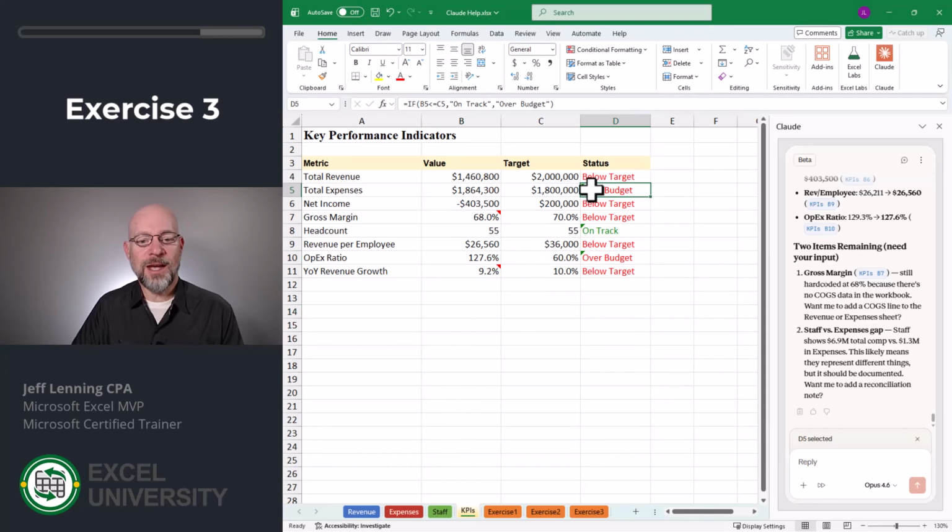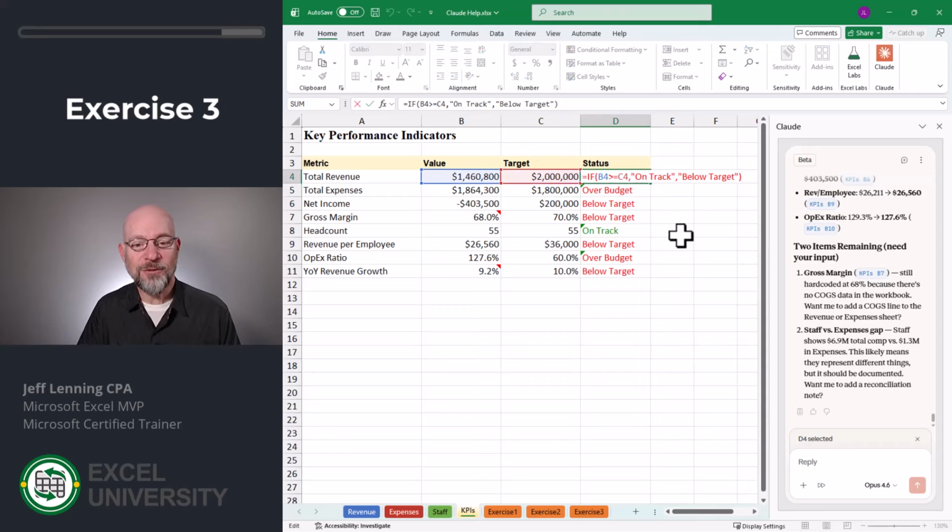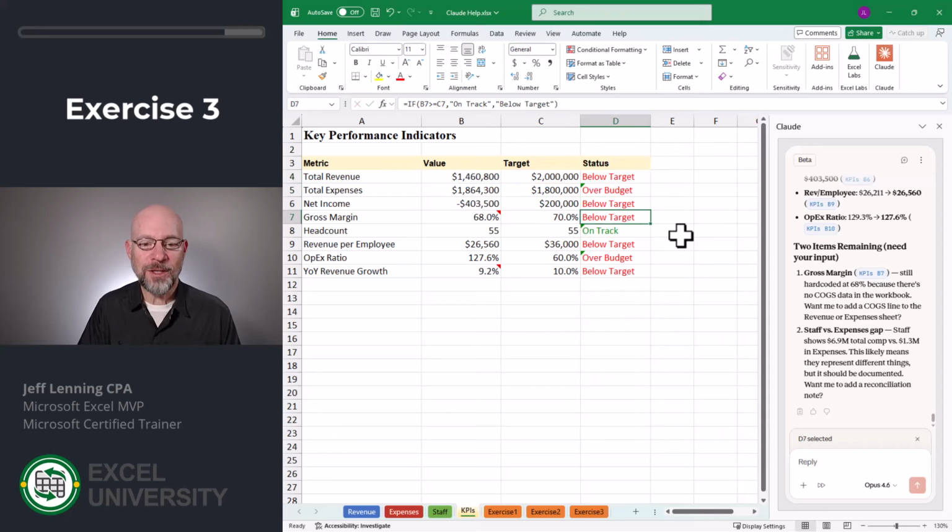And now we see we have some inconsistent formulas, but here's the thing. For revenue, if our actual is greater than the target, that's a good thing. But for expenses, if our value is above the target, that's a bad thing. So it had to flip its logic here, and that's why we're getting these inconsistent formulas. So Claude understood the mission here, and it did the correct formulas, which is pretty cool. And we could go on prompting Claude like this as desired.